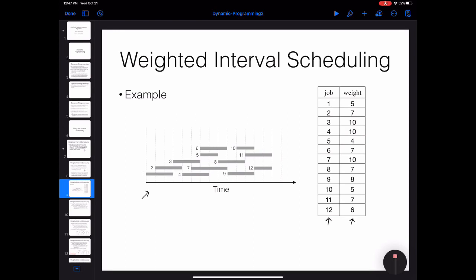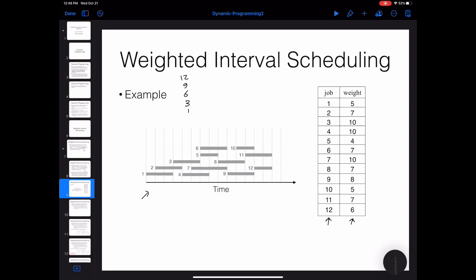So what is the optimal answer for this example? I can give you the optimal answer by choosing these jobs. If I choose 12, and also choose 9, choose 6, 3 and 1.